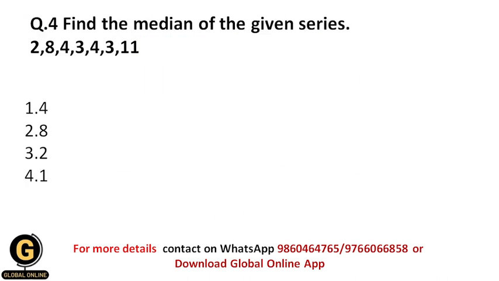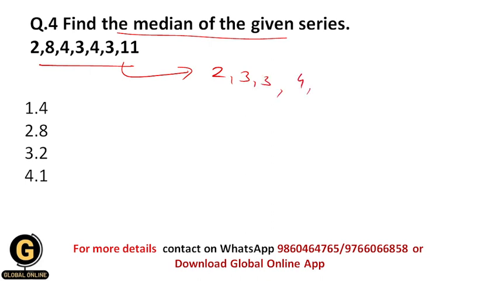Next is find the median of the given series. Now here they have given you some data values and we need to find out the median. Whenever we need to find out the median, you need to arrange the data in either ascending order or descending order. So let us arrange this data in ascending order first of all. The smallest number is 2, then 3, then 4, then after that there is 8, and then there is 11.